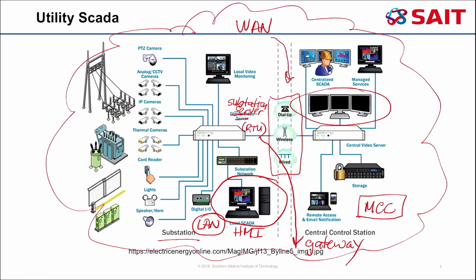So the central office or the central control station can have a picture of what's going on remotely at that site. Hopefully that gives you an overall idea, or bigger picture, of how things are put together as far as a wide area SCADA network.